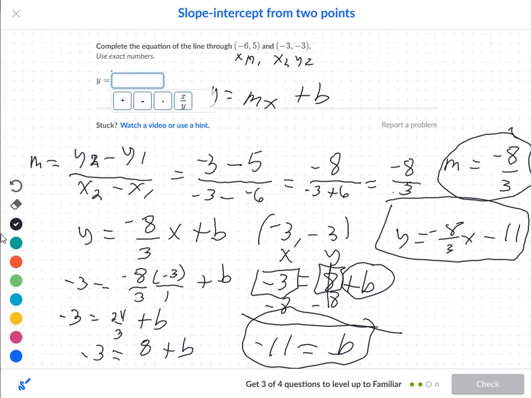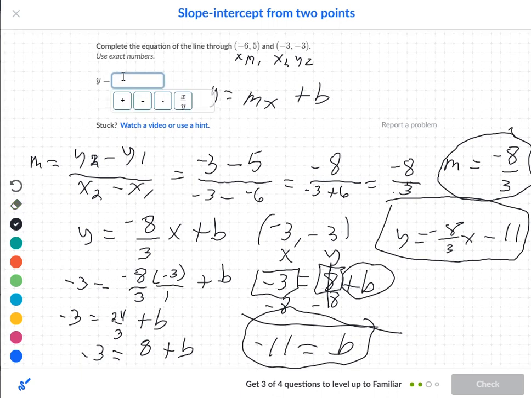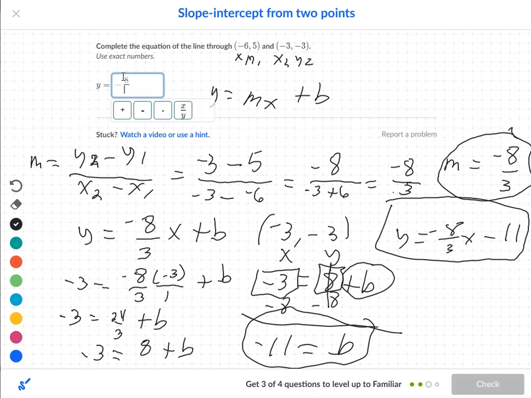So right here, let me erase that little dot. Okay, so I'm going to go with negative 8/3. So this is a negative 8/3 x. And then we're going to say minus 11. So I got a negative 8/3 x minus 11. Let's check that.